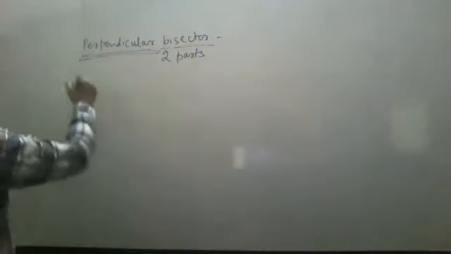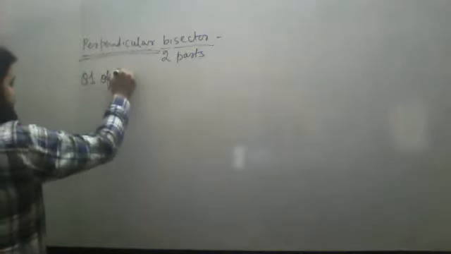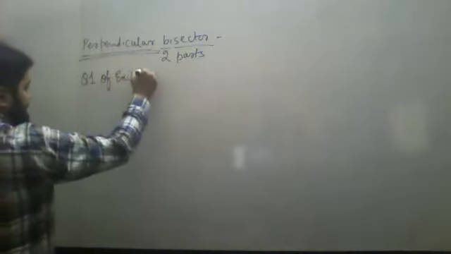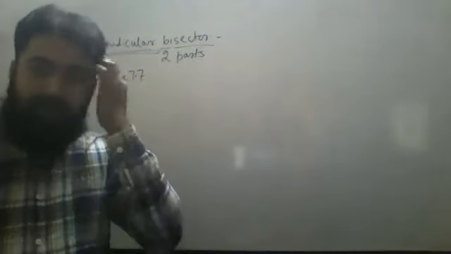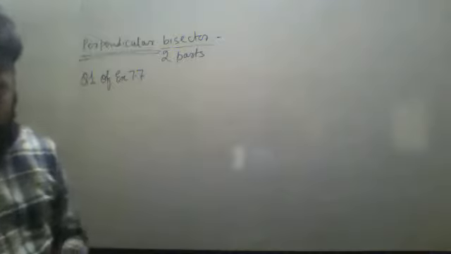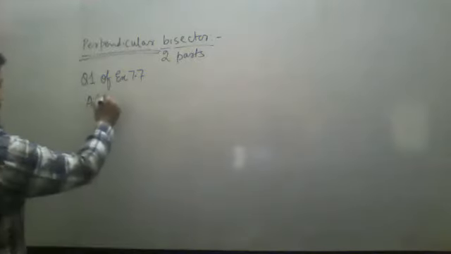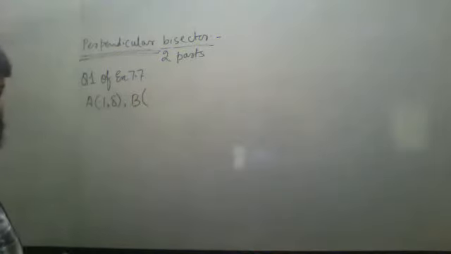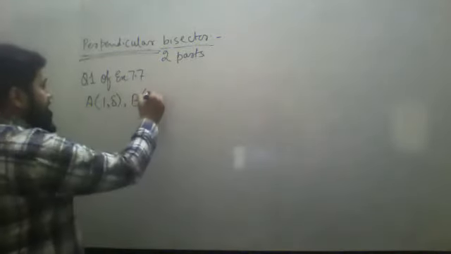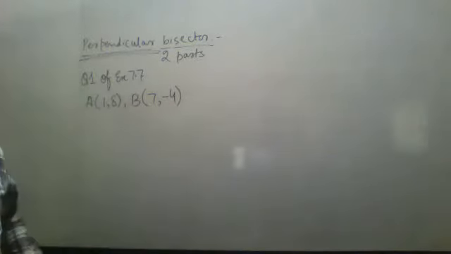Question number 1 of exercise 7.7. They are giving us some coordinates. For instance, A is given to me as (1, 8) and B is given to me as (7, -4). These are the two coordinates given to me.